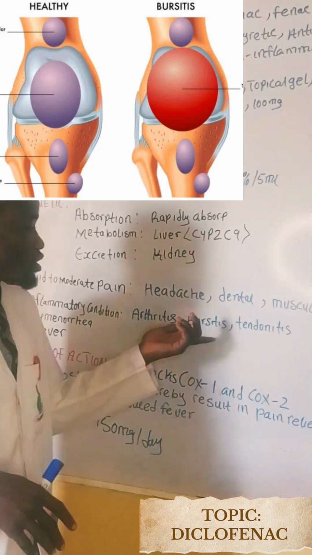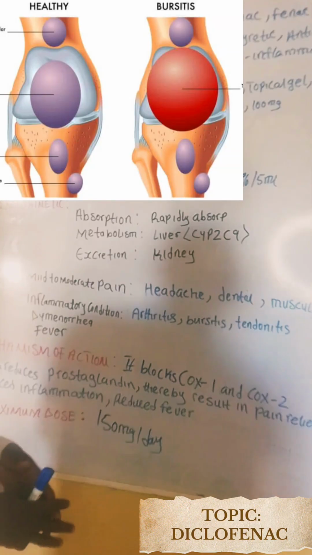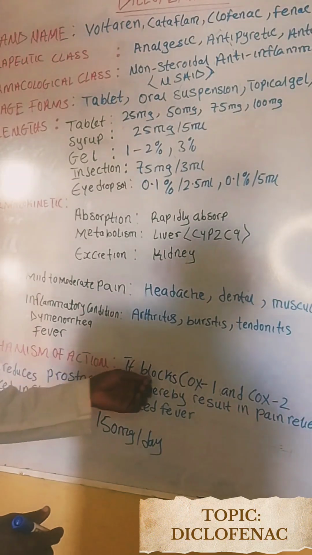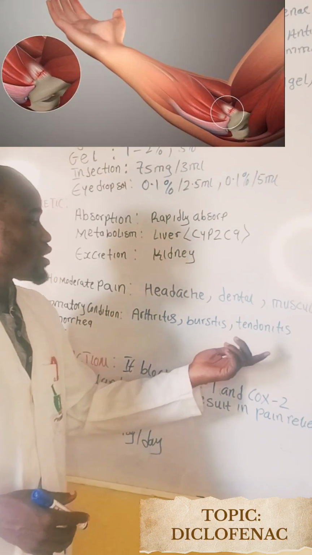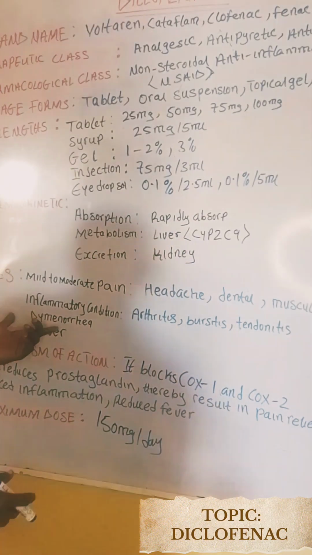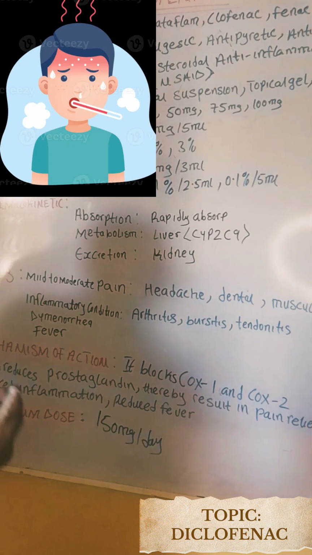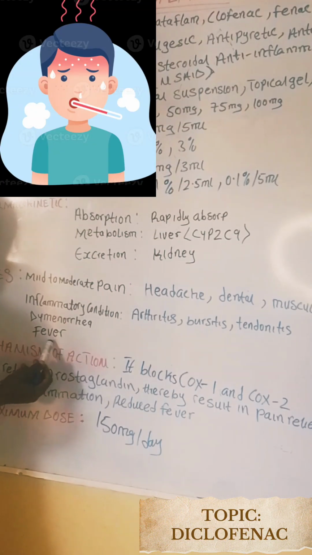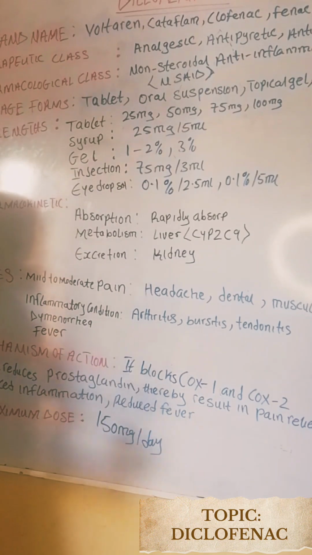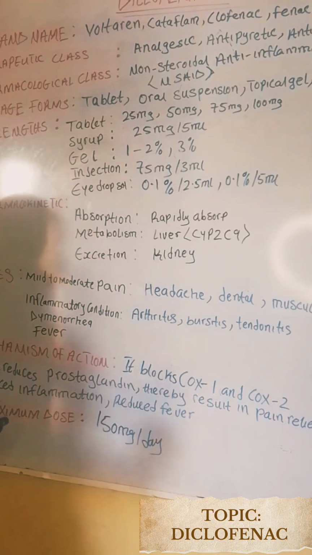And once there is inflammation there, it can lead to pain and other conditions, and that's why diclofenac is used in bursitis, and also in tendonitis, and also in dysmenorrhea, that is painful menstruation. And we also use it in fever, that is when there is high temperature in the body.